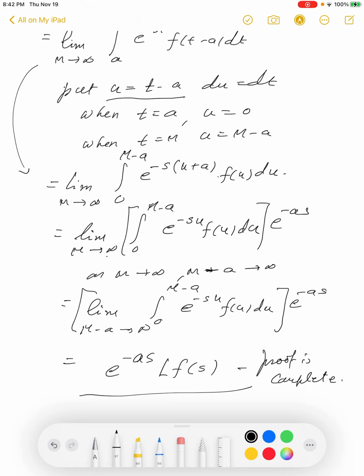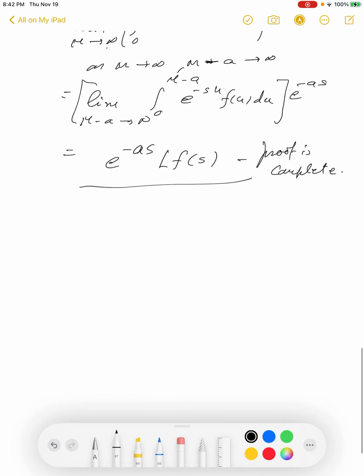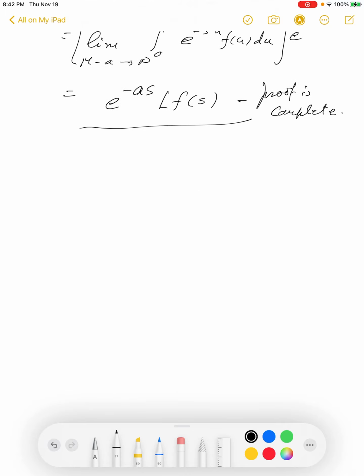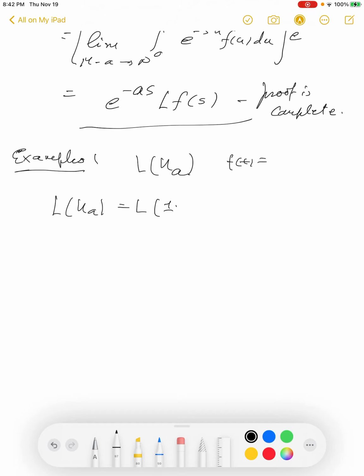Now we are going to see how to use this formula to first of all find Laplace transforms of discontinuous functions and then find the inverse transforms. So, examples, let's start. We begin by looking at just the Laplace transform of u_a. So what is u_a? Here the function f is 1. I can take f of t to be the constant function 1.